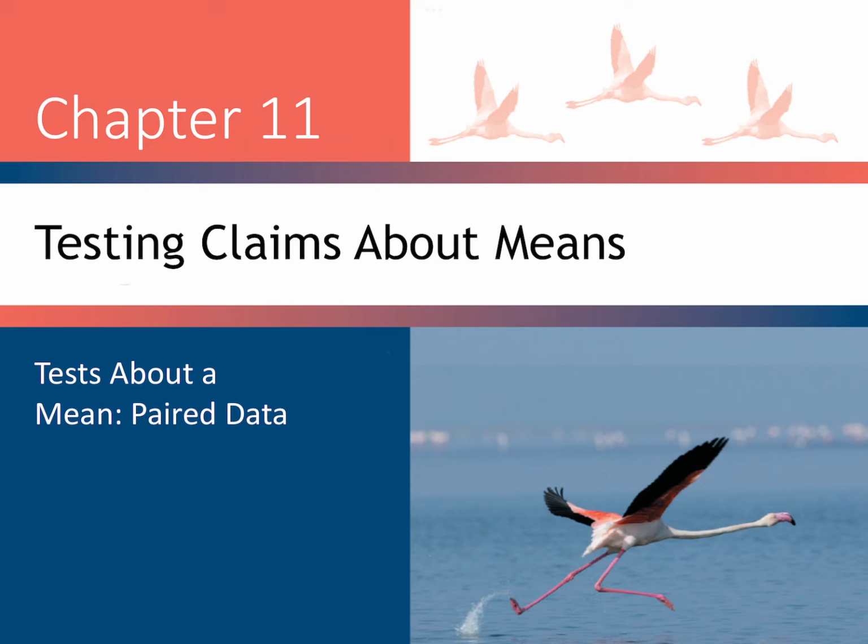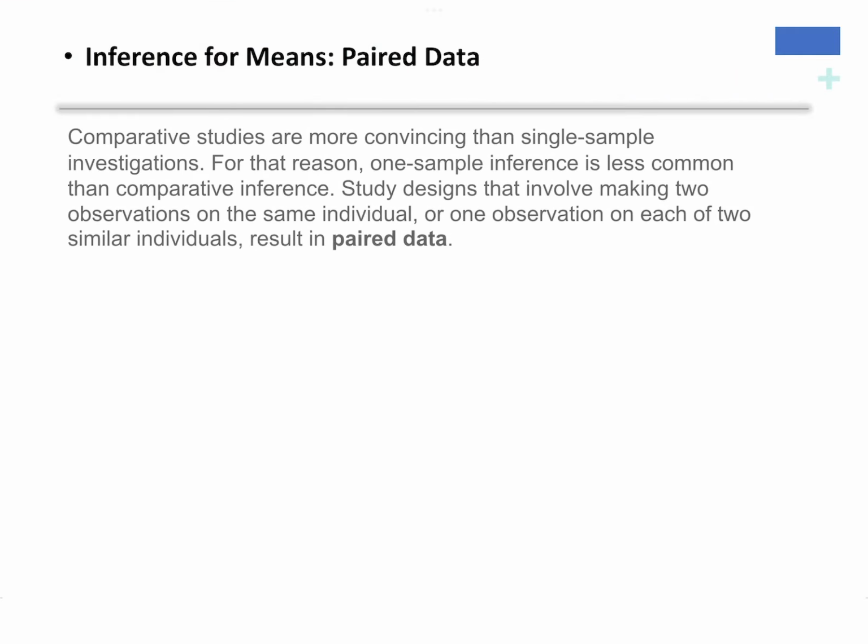All right, today we are going to look at testing a claim about a mean, but it's going to be different because we're going to have what we are calling paired data. So when we have paired data, a lot of times in studies, it's more convincing to compare things than it is to just have a single sample investigation like what we've looked at so far for the means. So a lot of times they will take one population and get two pieces of information from it.